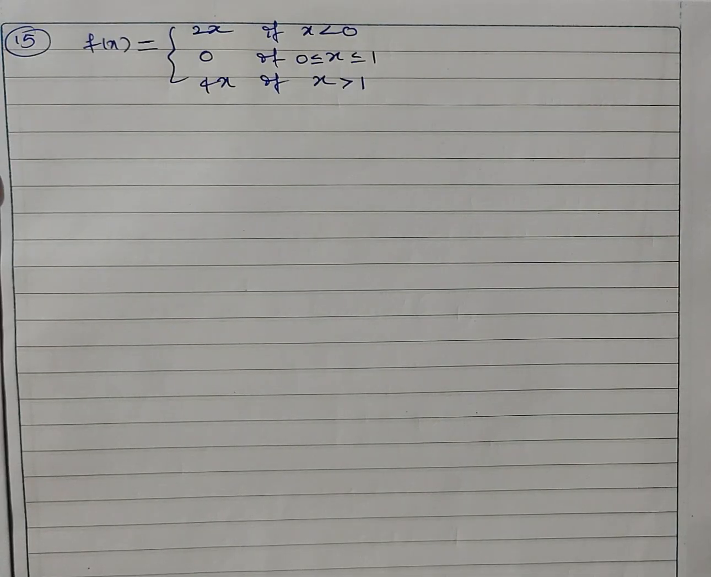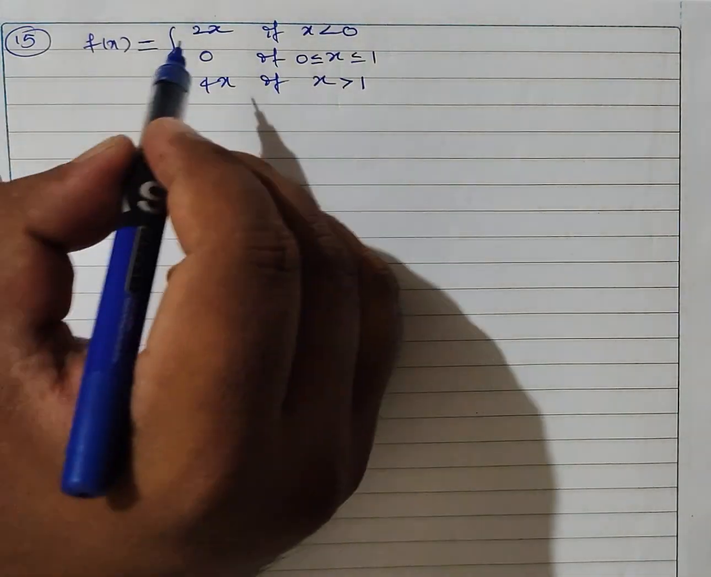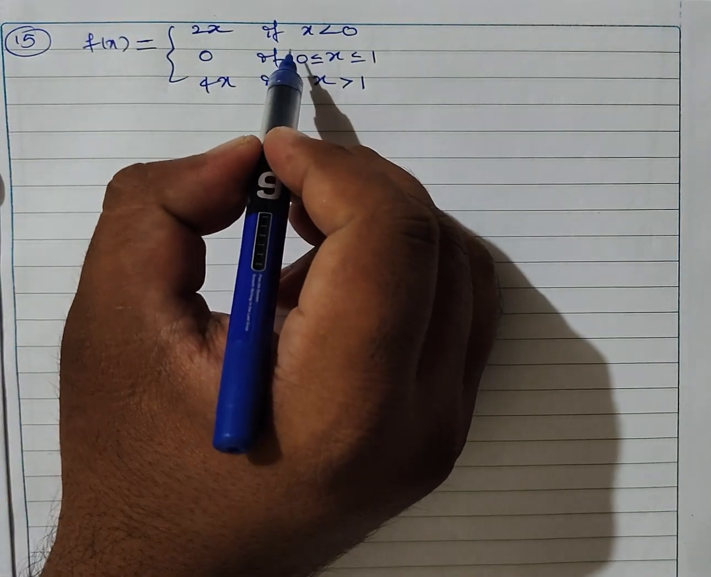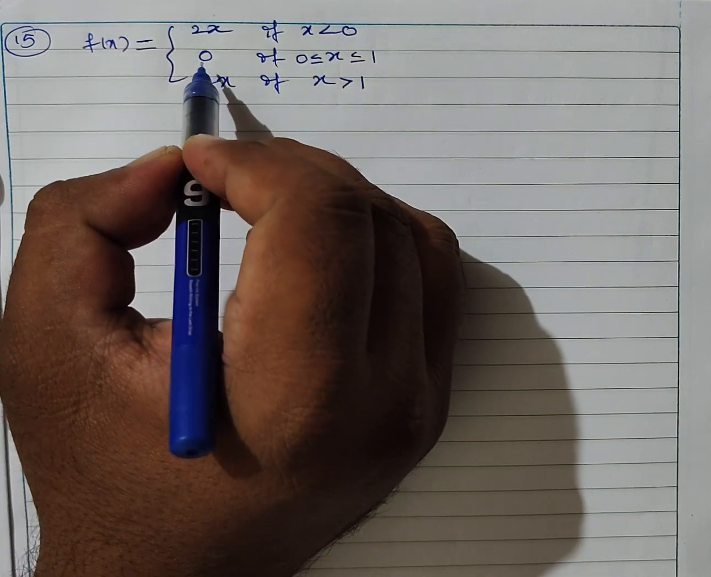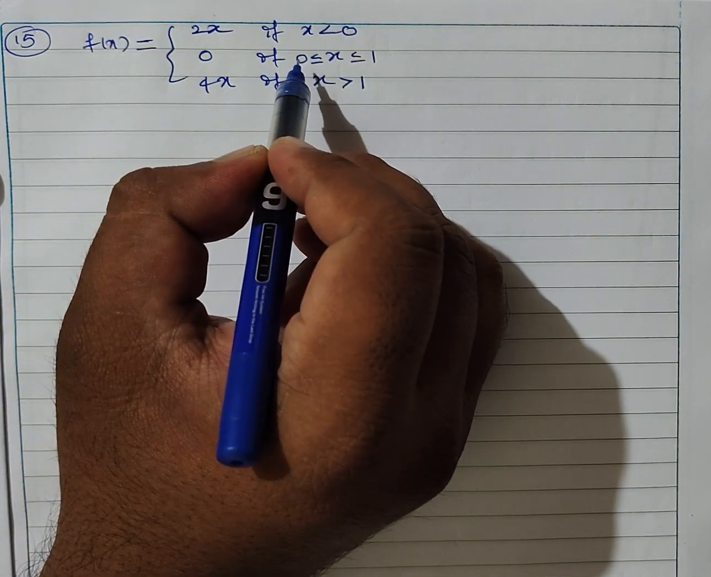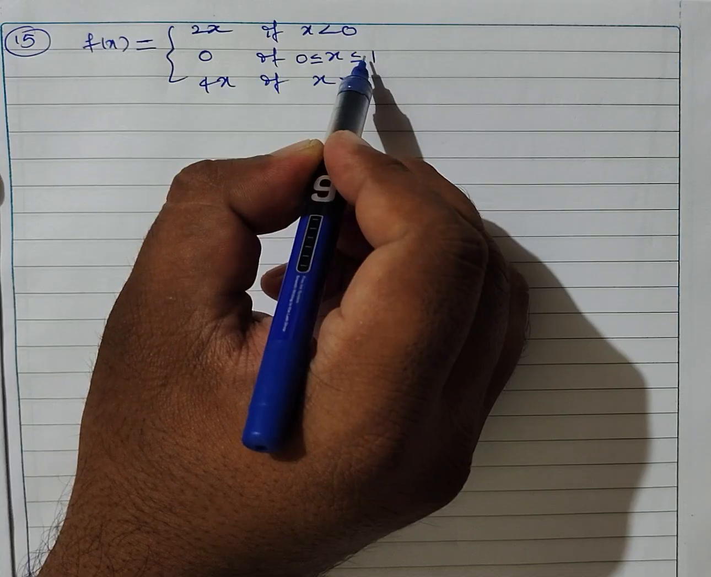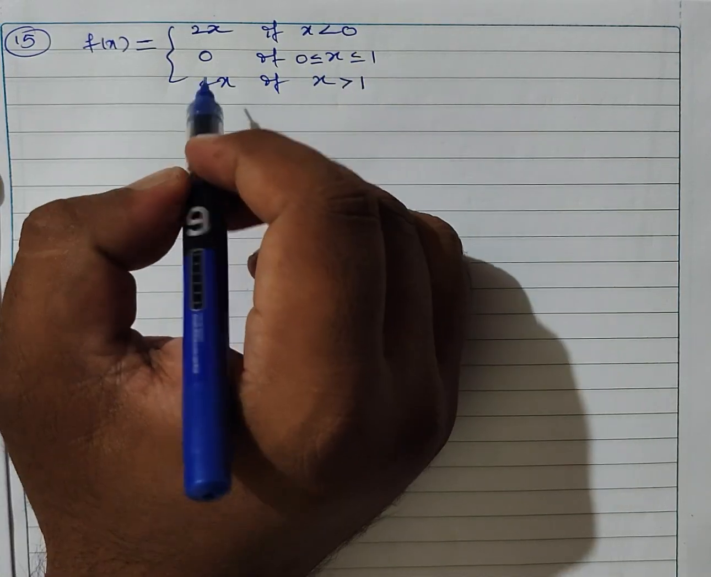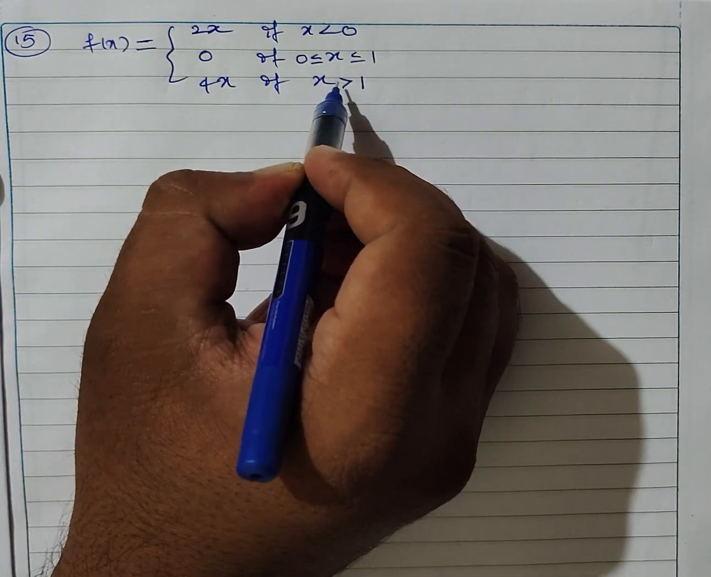Question number 15. f of x is equal to 2x if x is less than 0, f of x is equal to 0 if x is greater than 0 and less than 1, and f of x should be 4x if x is greater than 1.